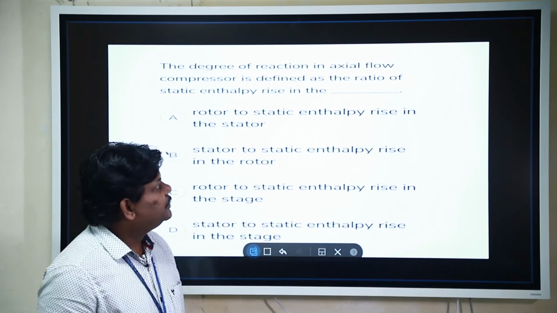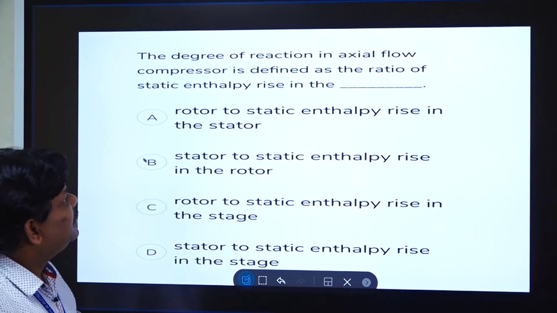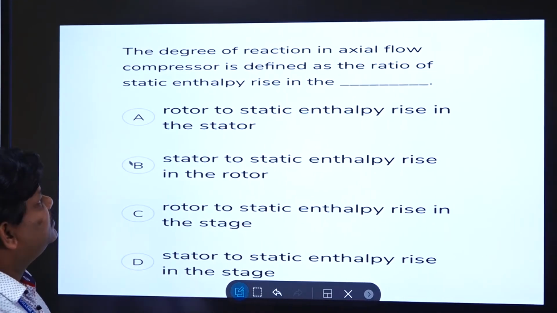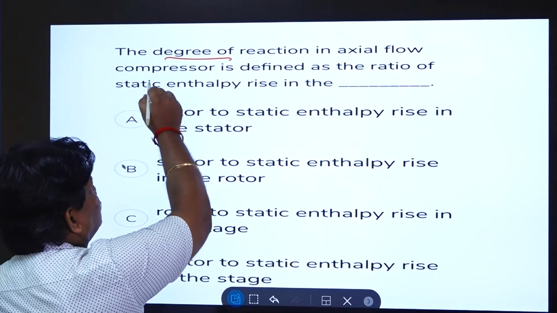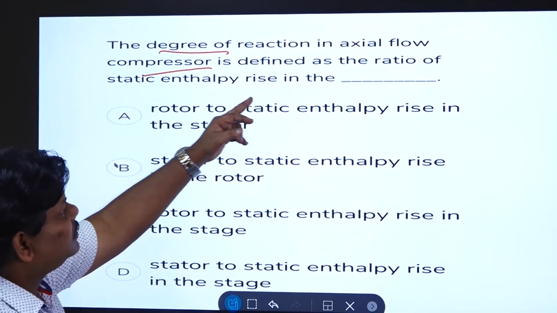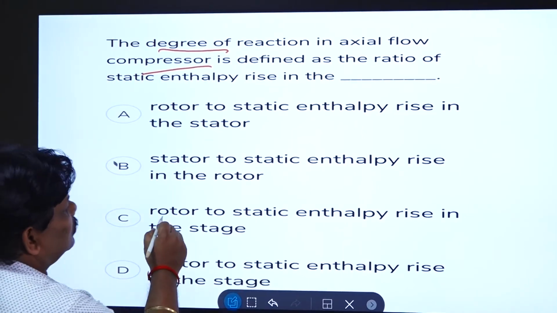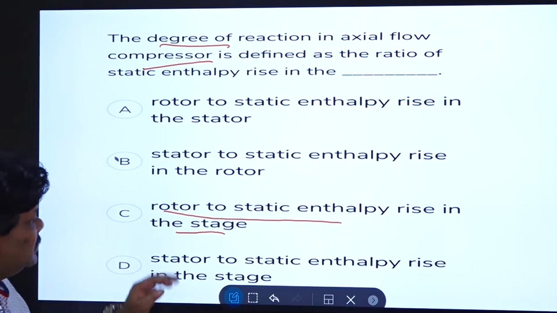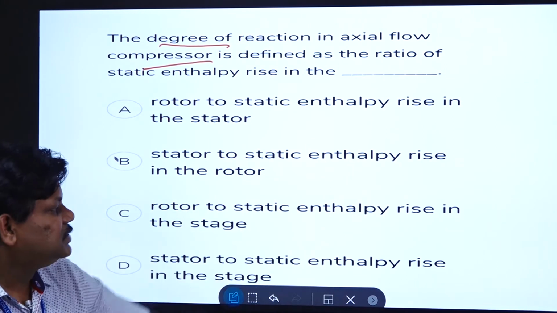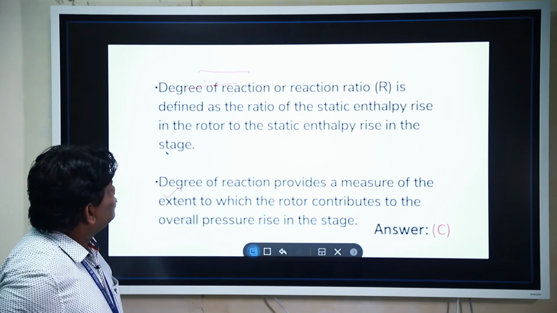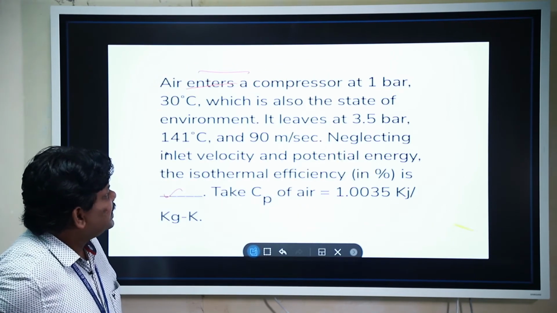Now we can see a problem: the degree of reaction in an axial flow compressor is defined as, we know, it is a direct question. The degree of reaction is defined as the ratio of static enthalpy rise in the rotor to static enthalpy rise in the stage. So this is the answer, we directly know it. The answer is C.